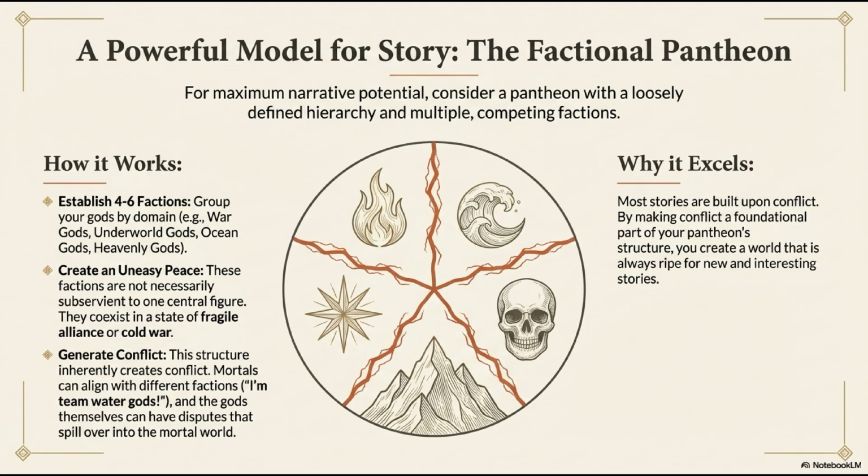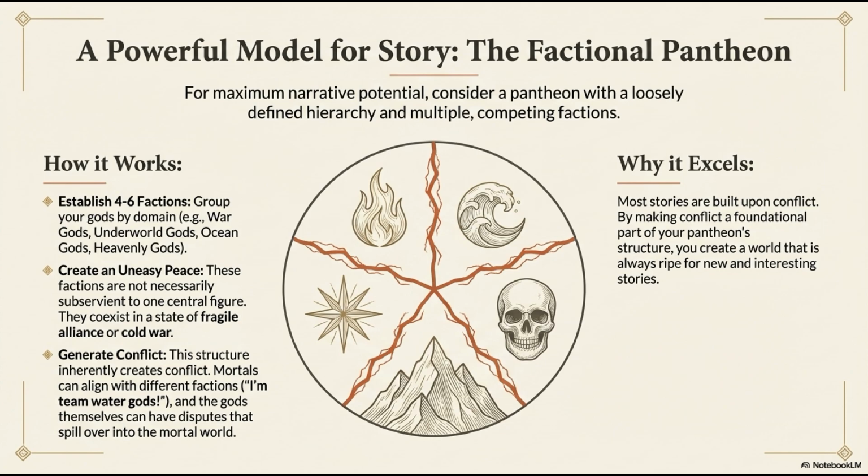So he's not an absolute ruler. No. A desirable system would have maybe 4 to 6 different groups of equally powerful gods defined by their domain. So you have your heavenly gods, war gods, underworld gods, ocean gods, and so on. And they are not subservient to the high heavenly god, but instead maintain an uneasy peace enforced by mutual destruction.